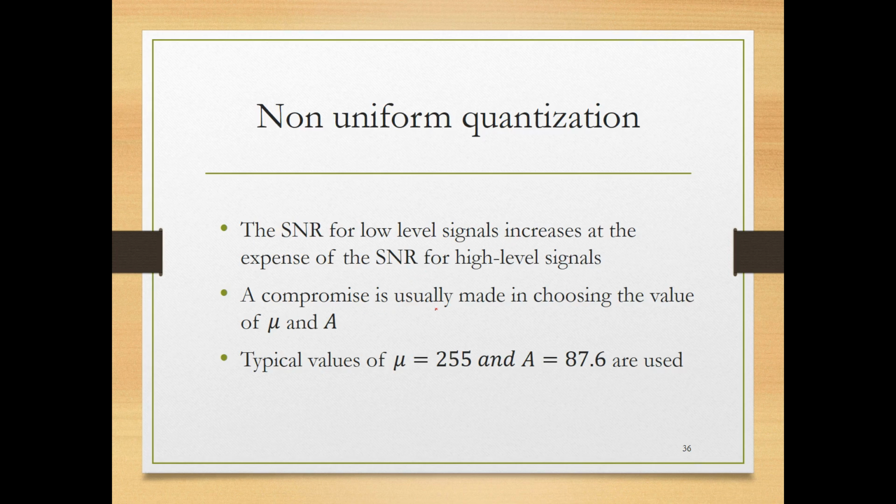A compromise is usually made in choosing the values of mu and A. If you keep it normal, it becomes uniform quantization. If you change the values of mu and A, it becomes non-uniform. You can make it in such a way that it magnifies the low values significantly or slightly, depending on your application. Usually in practical systems, they choose mu to be 255 and A to be 87.6. These are the typical values used in practical systems.